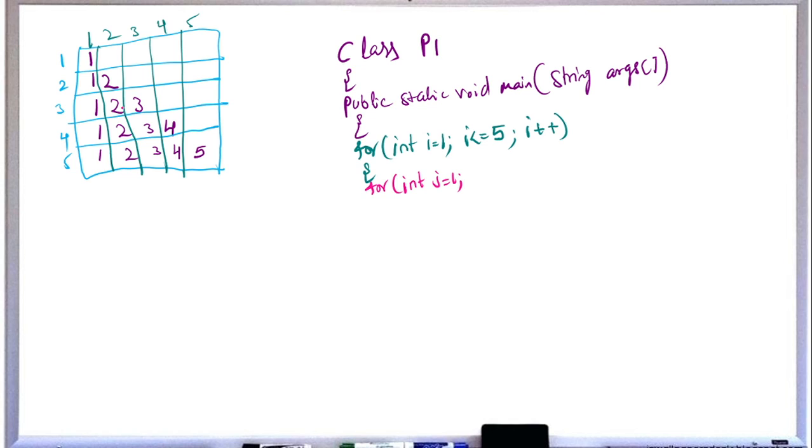By seeing this I understood that each time the number of values printed in a particular row is equal to the value of i. See, when i is 1, one column is printed. When i is 2, 2 columns are printed. When i is 3, 3 columns are printed. So I am giving the condition j less than or equal to i, and then j plus plus.